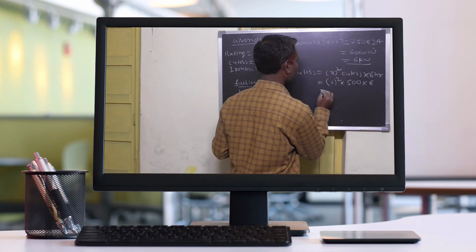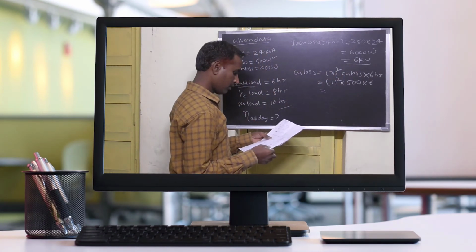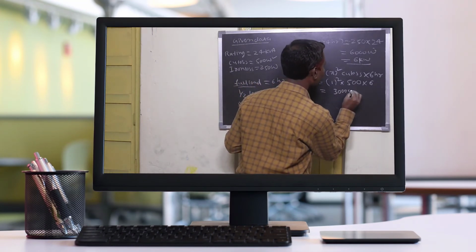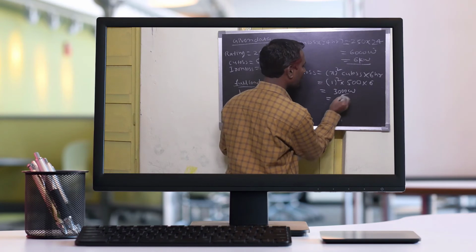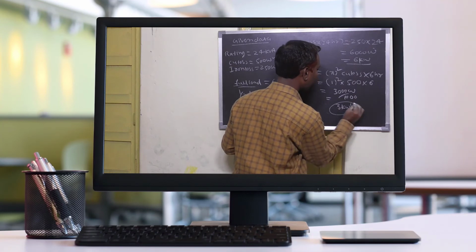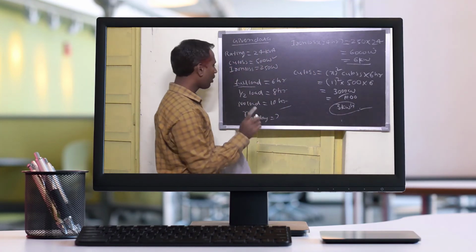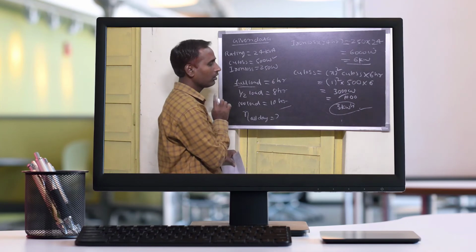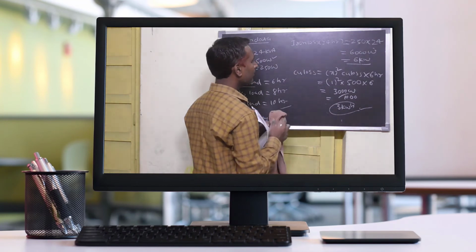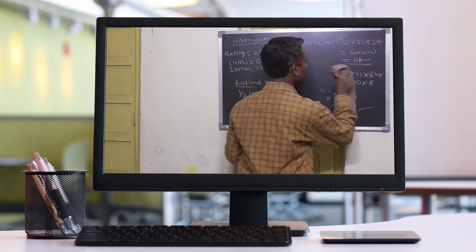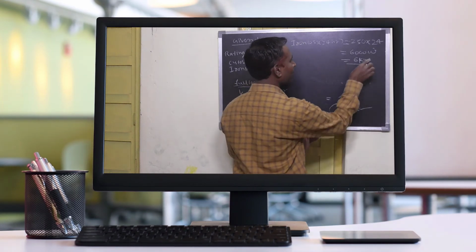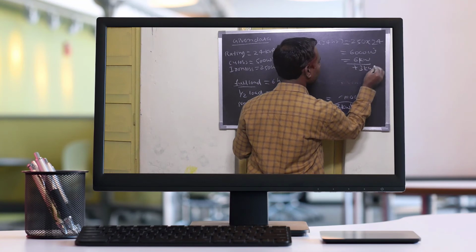This is the copper loss. We find 3000 watt. If I convert it into kilowatt, divided by 1000, I will get 3 kilowatt hour. This is the copper loss for 6 hour at full load. Okay friends, this is clear. I will write down this 3 kilowatt here.